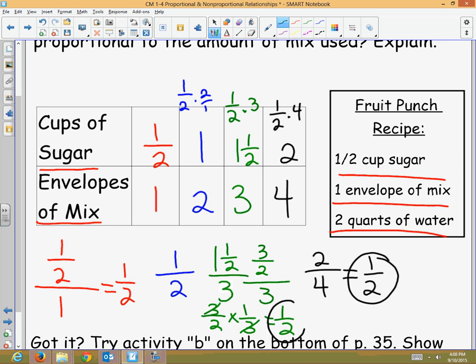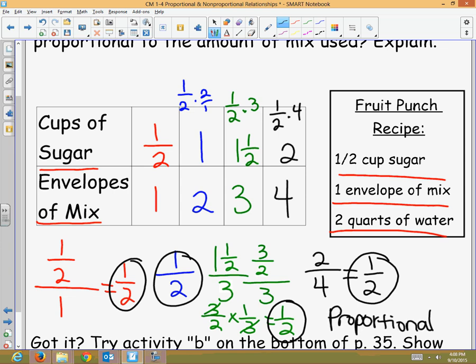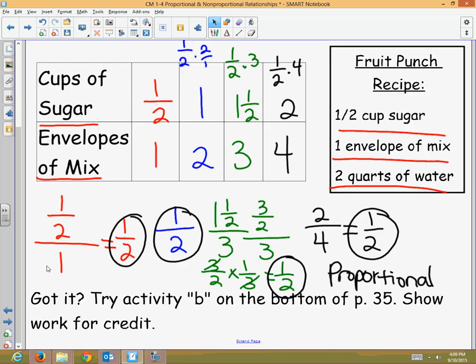Since every single rate reduces to 1/2, this is a proportional relationship. So I'd like you to write that in a sentence, that because all of the fractions reduce to 1/2, it's proportional. That means 1 cup of sugar will always need 2 envelopes of mix. Please try activity B on the bottom of page 35, and remember to show your work for full credit.